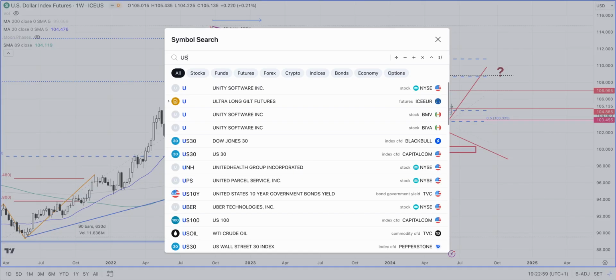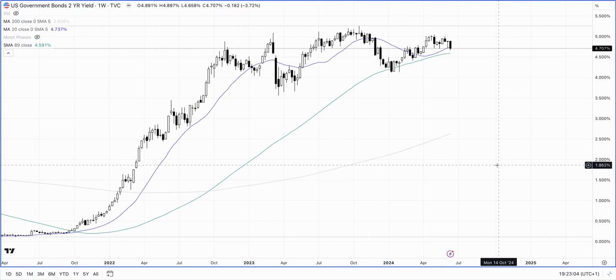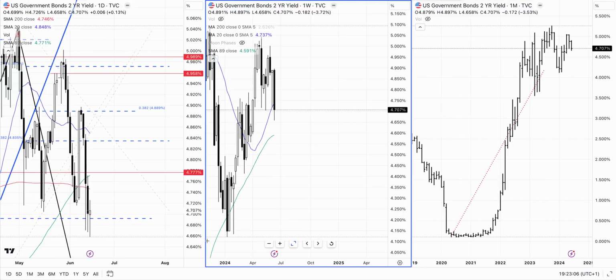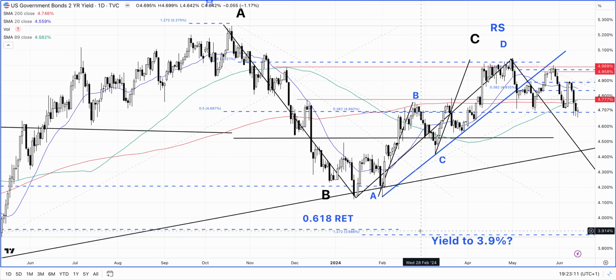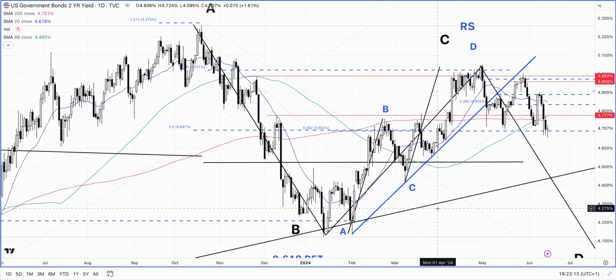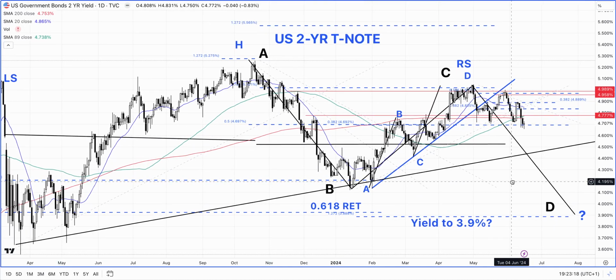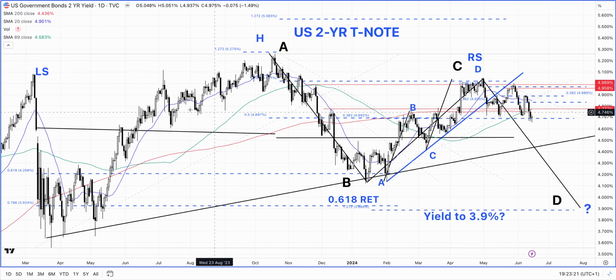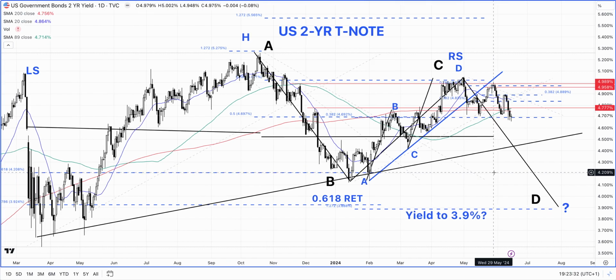So we'll go and have a look at the shorter term, a 2-year treasury note, and we'll just move down to the daily, because this is where we have been tracking this one. Here we go. And what do we see here? So really interesting development. We think that we have this head and shoulder pattern, left shoulder, head and right shoulder here, and we are actually in this big ABCD pattern, which could in fact take the yields as low as 3.9%.